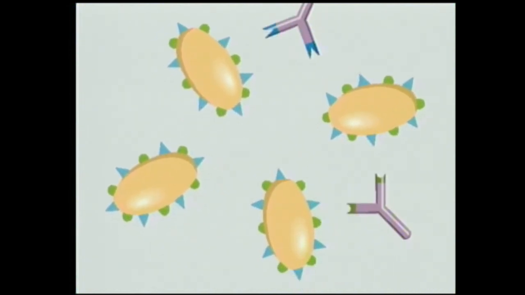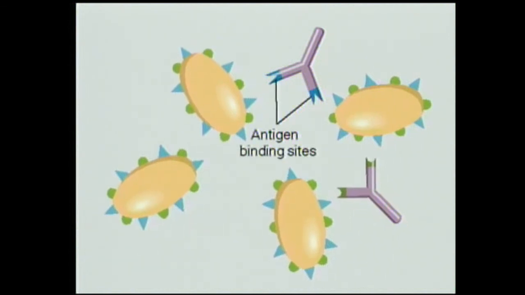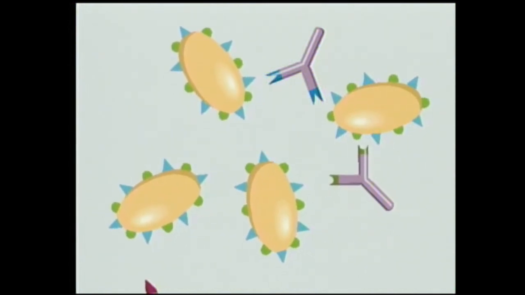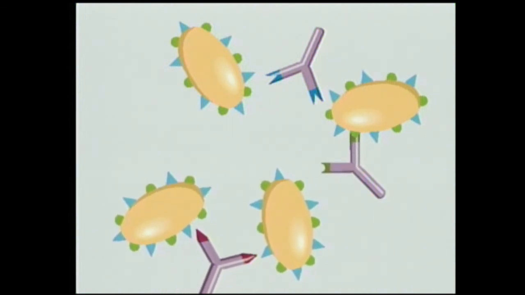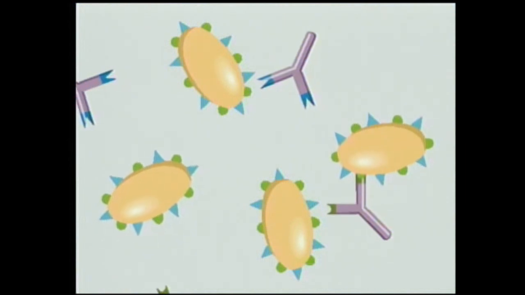When pathogens enter the body, they encounter antibodies. Antibodies are Y-shaped proteins with sites on their tips that bind to specific antigens. The body makes many different kinds of antibodies. Each antibody will bind only to a specific antigen.